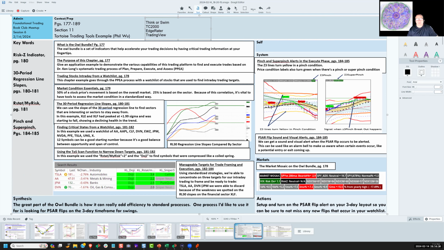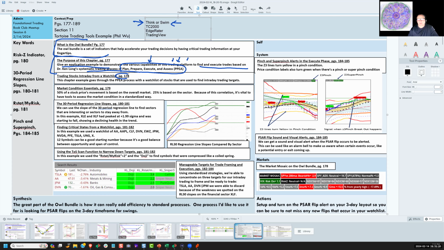So the OWL bundle then is Phil and Griff's implementation of these indicators and strategies on the Thinkorswim platform. And the purpose of the chapter is to give an example using that Thinkorswim application to demonstrate the various capabilities of a given trading platform, how to find and execute trades using our top level process of plan, prepare, execute, and assess, which we've talked about at length in a previous session.